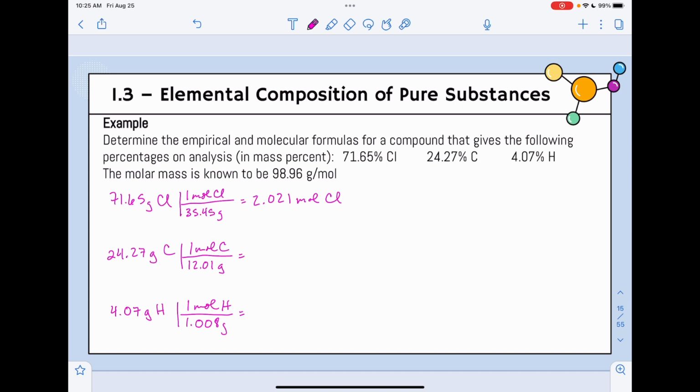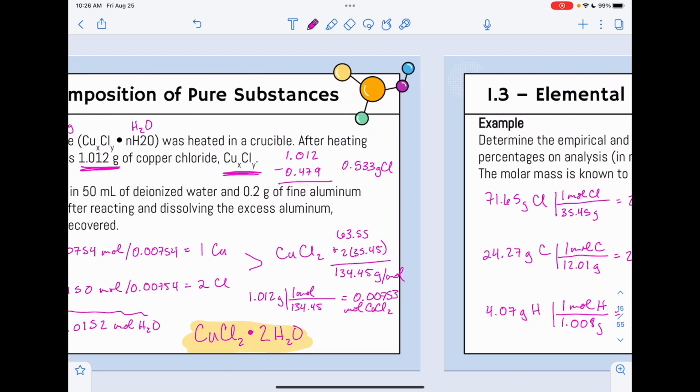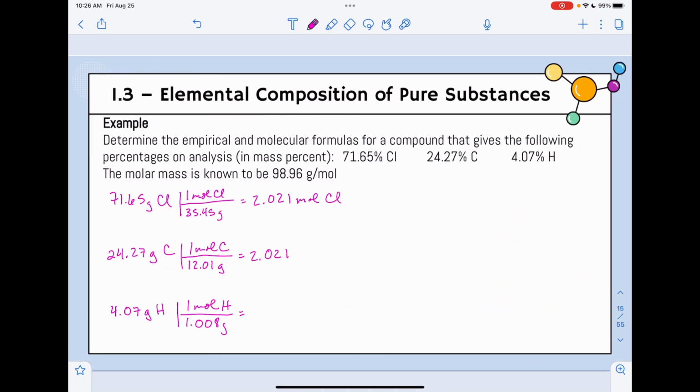I'm keeping 4 significant figures because all of my numbers have 4 significant figures in them. The 0, because it's in between the 2 and another 2, counts as significant. So I've got 4 significant digits here. Then 24.27 divided by 12.01 gets me 2.0208. Keeping 4 significant figures rounds to 2.021 moles of carbon.